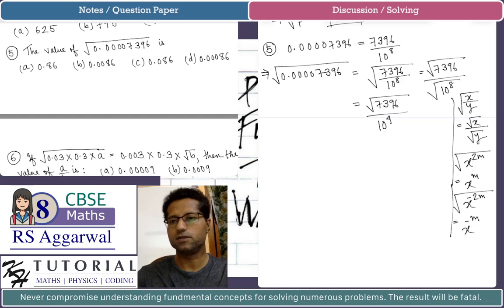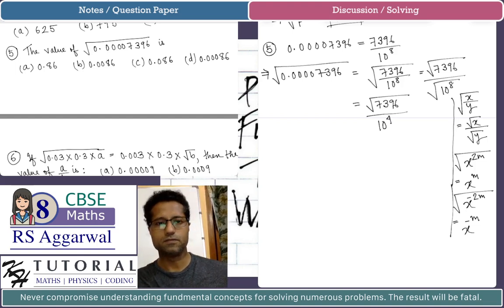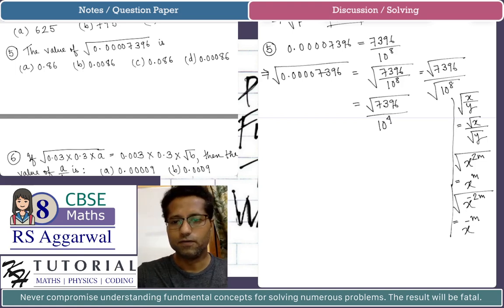Now we have to find the square root of 7396. You can find it using the prime factorization method or the long division method. I always prefer the long division method. For me it is easier because I do not find prime factorization convenient and comfortable to do. So I will find the square root of 7396 using the long division method.